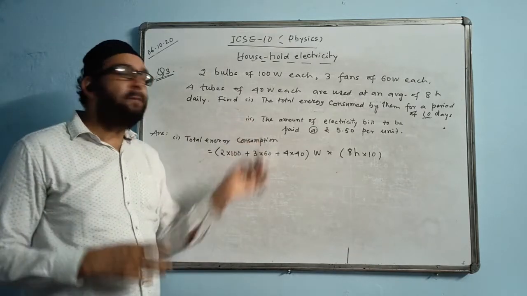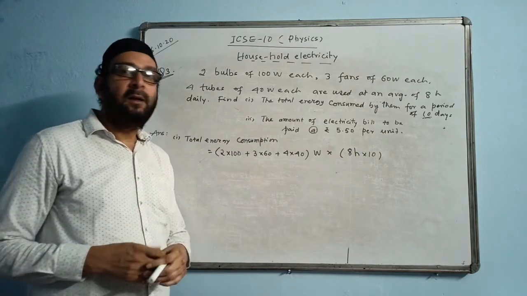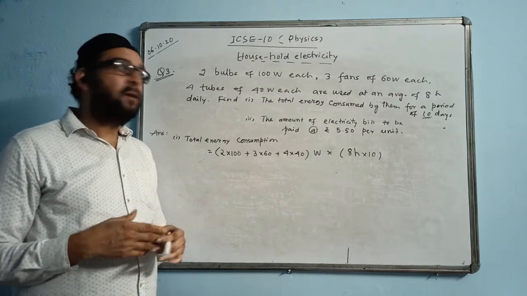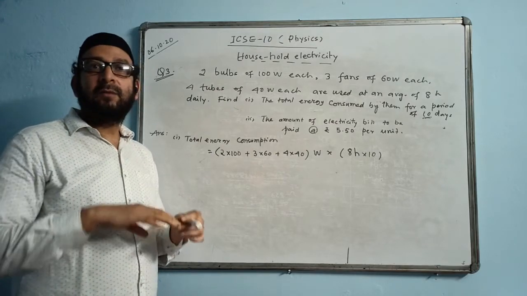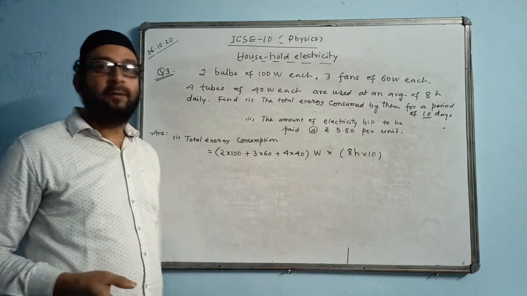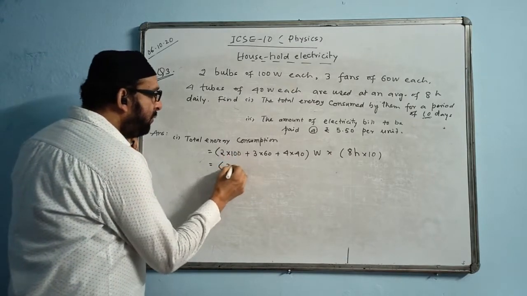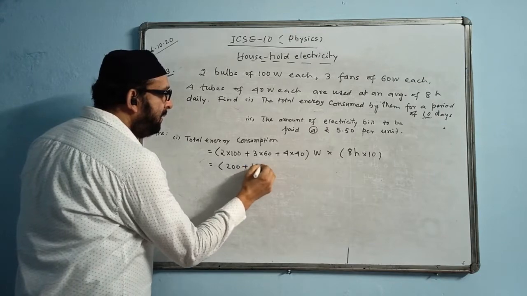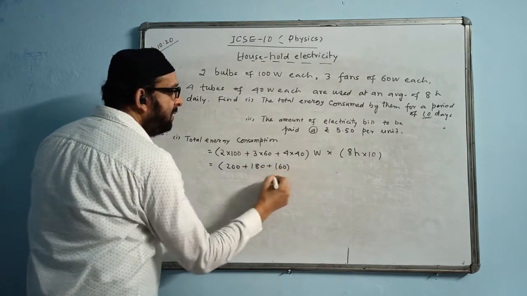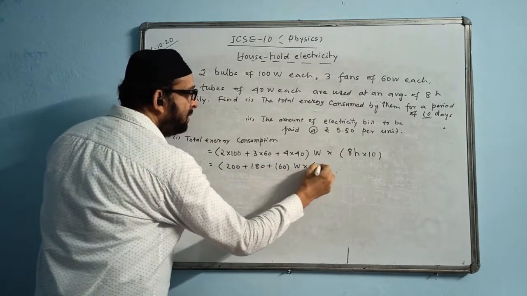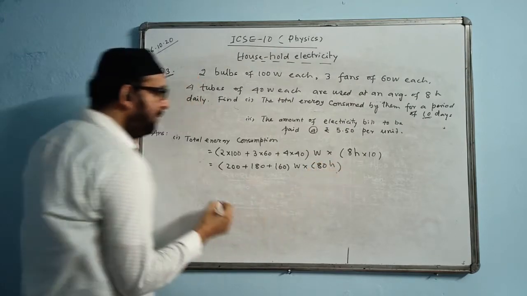If the question talks about a month, you can multiply by 30, or the question will clarify the month of 30 days or a month of 31 days. Accordingly, you can multiply. So now let us do the calculation. This becomes 200, this becomes 180, this is 160 watt, this is 80 hours.